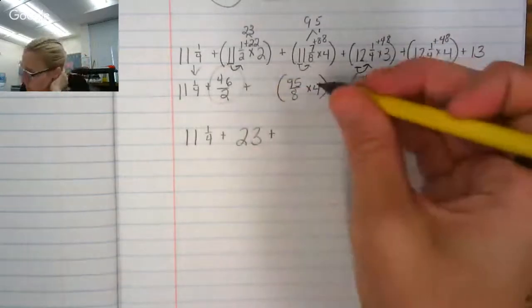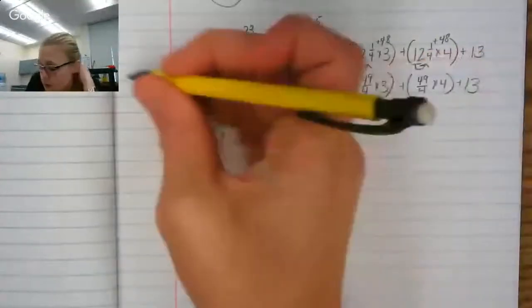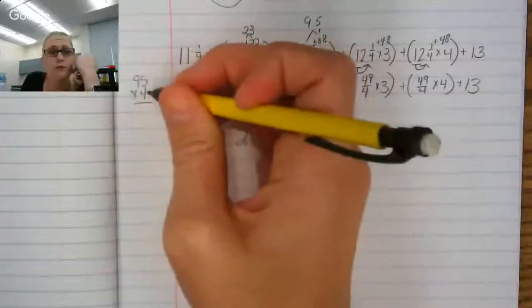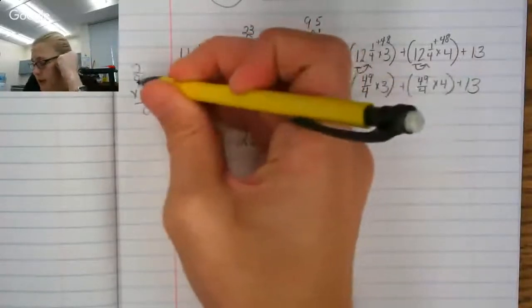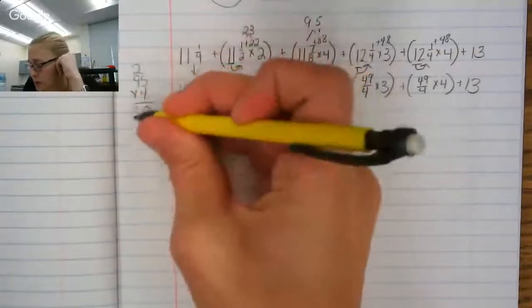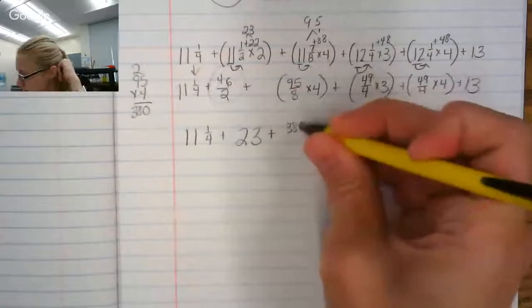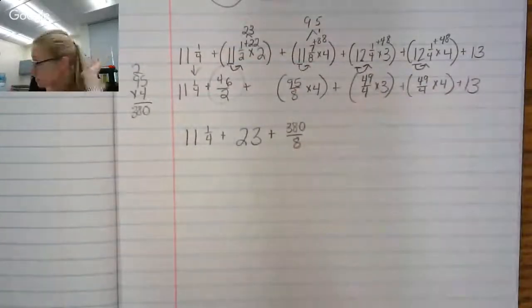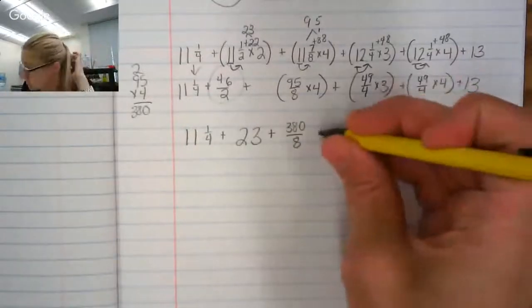Plus, now here's where I need to multiply 95 times 4. If I can't do it here, find a spot over to the side and write it. 95 times 4. So 4 times 5 is 20. Drop down your 0, regroup your 2. 4 times 9 is 36, plus 2 more is 38. So now I have 380 eighths. I realize the number is big. I'm sorry. Hopefully it won't be that large on FSA. You never know.